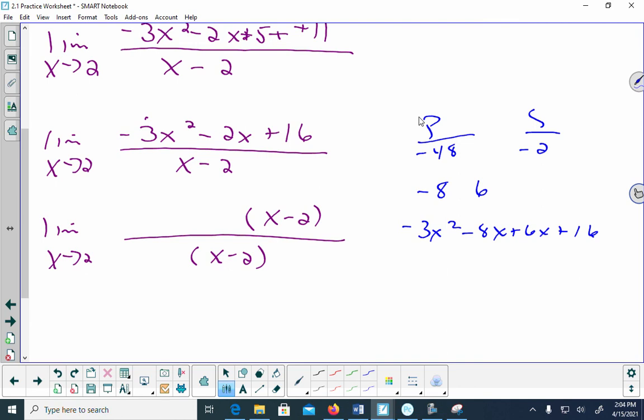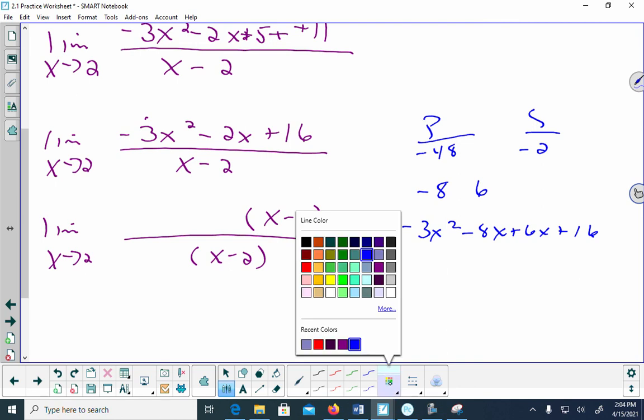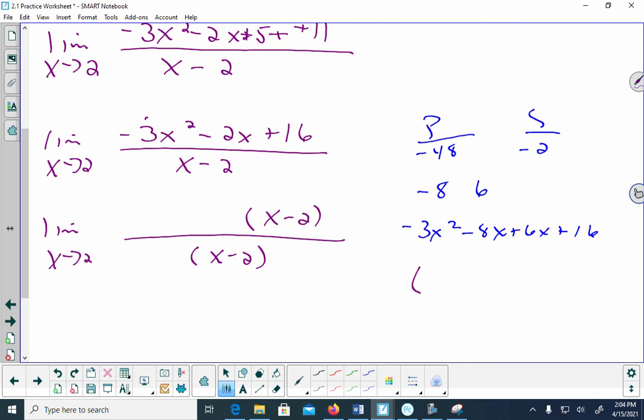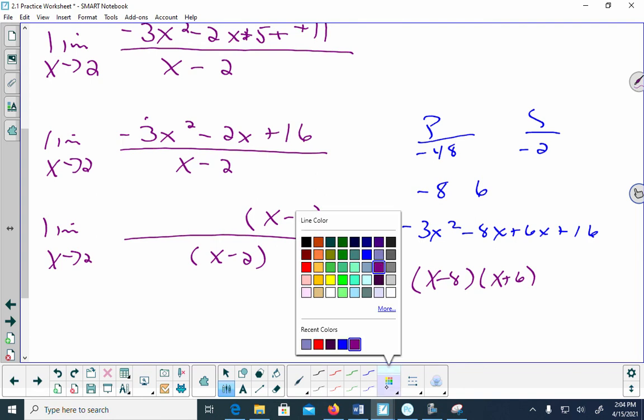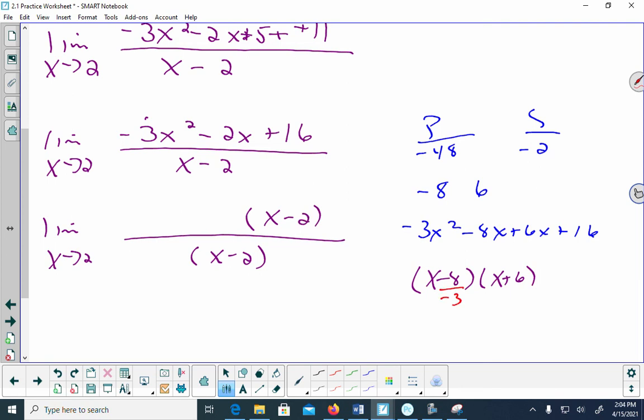I'm not going to do it that way. I do what's called the slide and divide. So I write these down as x minus 8 and x plus 6. Now, I know that doesn't work because I don't have that lead coefficient of negative 3. So that's where the slide and divide part comes in. I am going to divide both of these by whatever my lead coefficient is. In this case, it's negative 3.